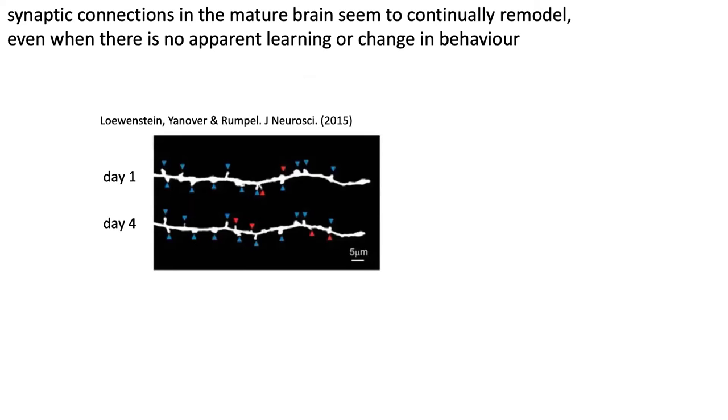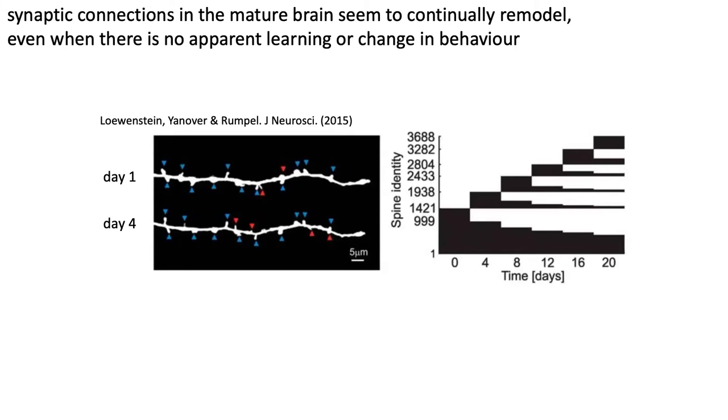Here's some data from a few years ago from Simon Rumpel's lab. What they did was image the dendrite of an excitatory neuron, and they tracked these protrusions, which are the sites of excitatory synapses on these dendrites, over many days. What they found is that some of the synapses hang around and change shape a little bit. Some of them disappeared and new synapses were born, even though in this case, the animal wasn't learning anything. It was doing something very boring. It was listening to two different tones associated with two different stimuli and doing that same task for weeks on end.